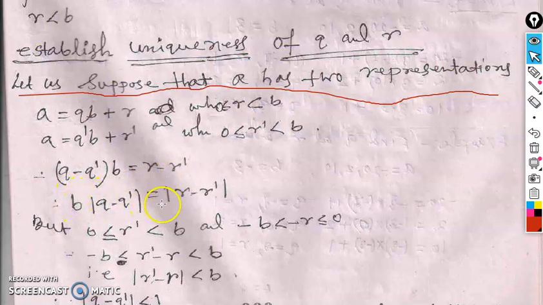Next, we take the modulus, the absolute value, of this quantity. When we consider the product of two quantities and take the modulus value, it should be separate: modulus of b and modulus of q minus q dash. So here we use the modulus sign and here we use the modulus sign. That means we are just interested in the absolute value, not the sign, that is, only the positive value.